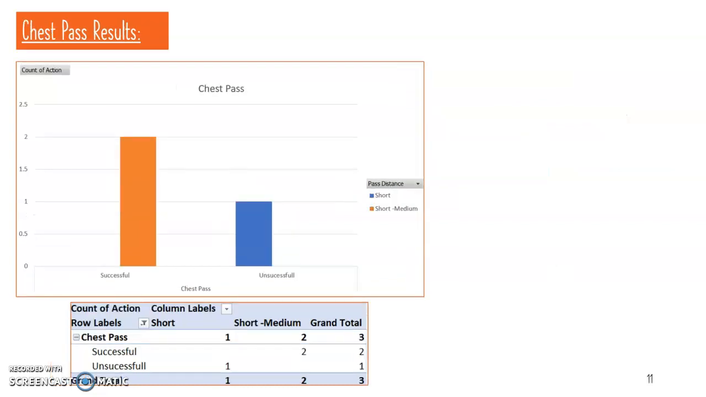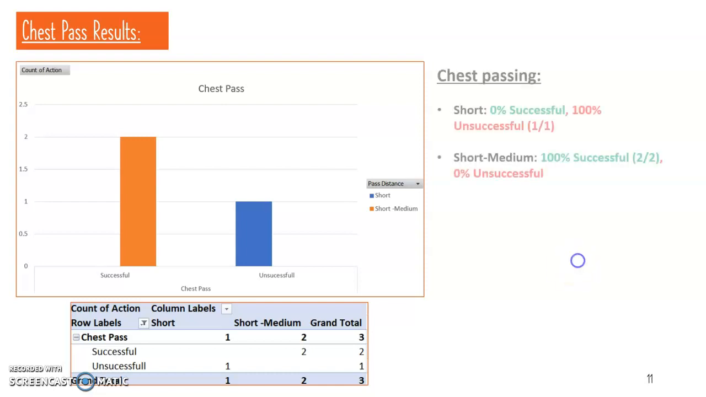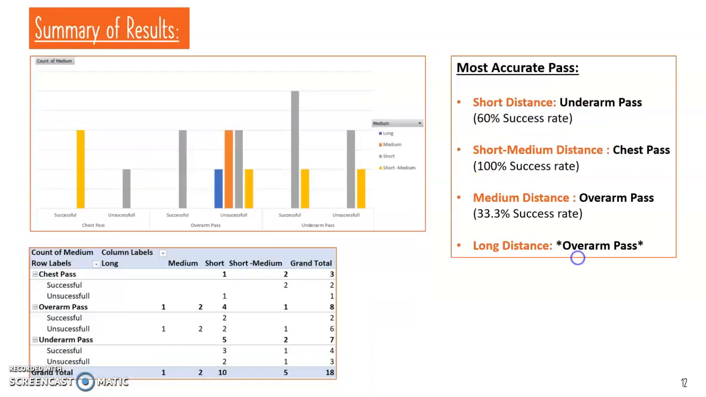And finally, the third pass which was done was the chess pass result. Chess passing short distance was 0% success rate with 1 out of 1 being unsuccessful. Short medium pass distance was 100% success rate with 2 out of 2 being successful, giving it a 0% unsuccess rate, and the 100% success rate was very positive. I'd like to say as well, there were no bounce passes recorded during the match I did, therefore I couldn't produce any data on bounce passes.